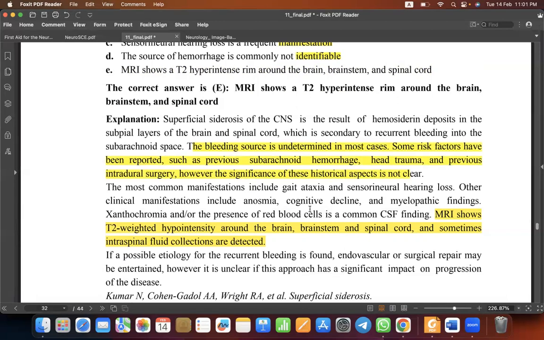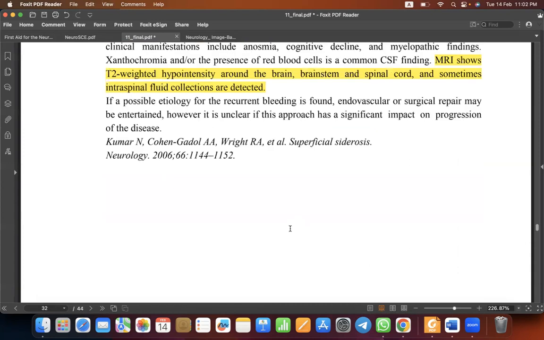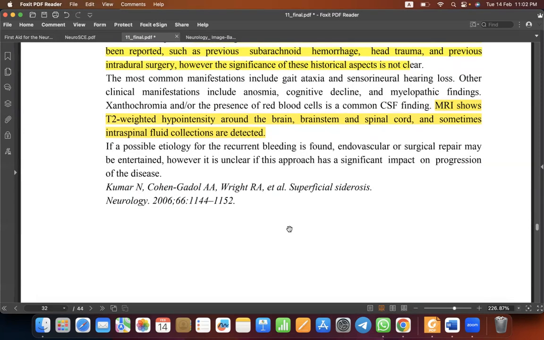But we should remember, in a patient having hemosiderin deposition, corresponding ataxia, corresponding sensorineural deafness, with cognitive impairment, we should think of this condition as superficial siderosis. Whenever we do an MRI, as there is bleeding, there will be T2 hypointensity in the brain stem or spinal cord as well. If a possible etiology of recurrent bleeding can be found, surgical repair or endovascular repair should be ensured. But the issue is that whether the approach will halt the progression of disease is a bit unclear.